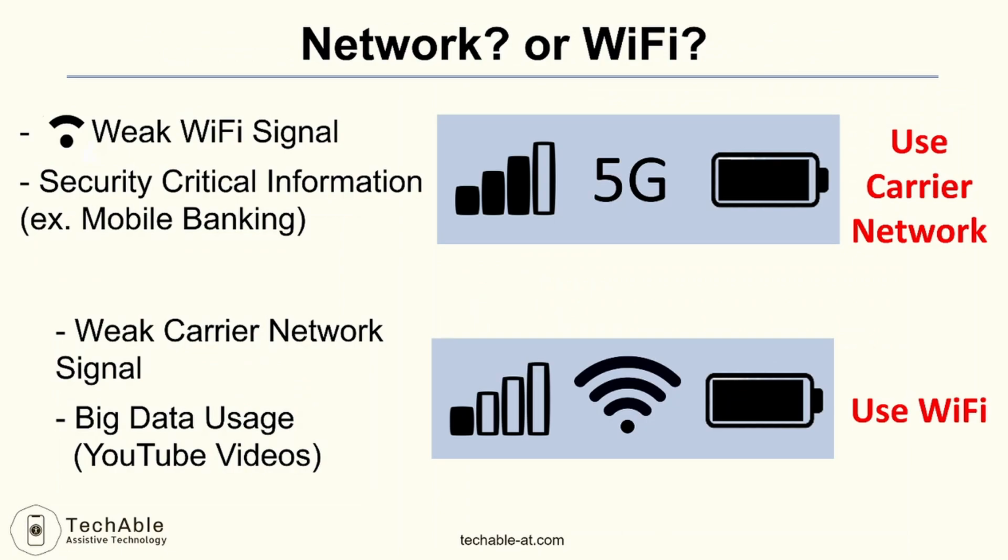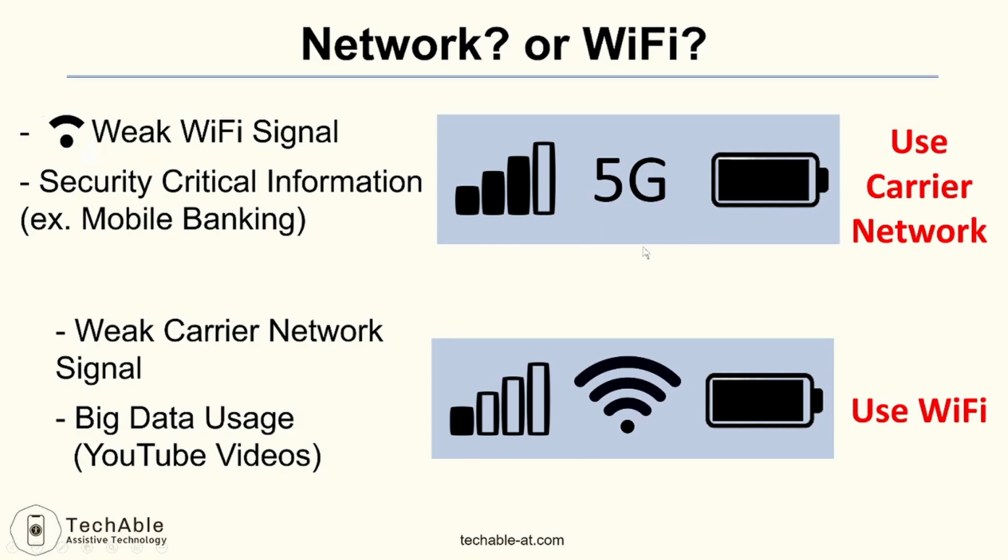Now, depending on the situation, you may need to turn off the Wi-Fi and use the mobile carrier network or vice versa. Let me give you some examples. When the signal between your smartphone and the router is very weak, you remember this picture? Then the internet will be very slow. Even sending or receiving simple text can take a long time if the signal is very weak. So in this case, it's better to turn off Wi-Fi and use the carrier network.